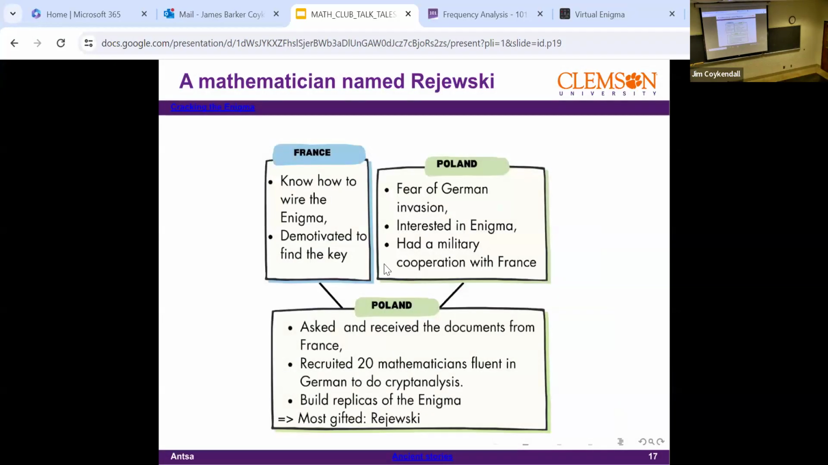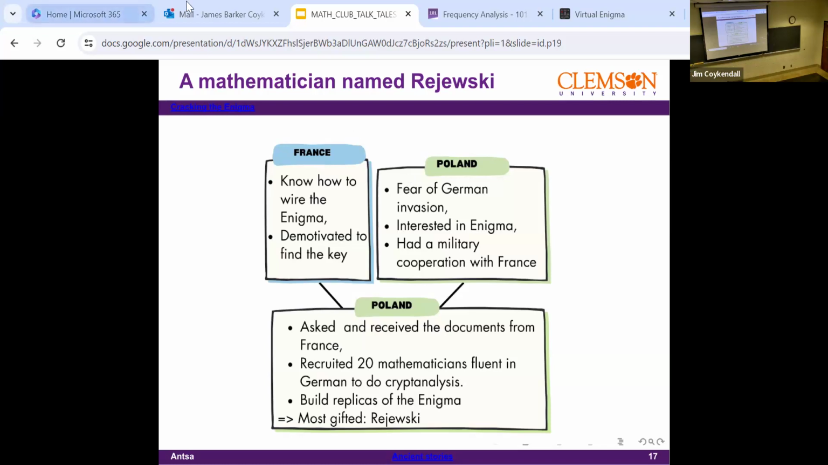So now, since Hans-Thilo Schmidt sold the white paper, France knew how to rewire the Enigma, but they also knew that it was very difficult, so they were demotivated. But Poland, a small country very close to Germany, feared invasion. So they said, hey France, can you give us that secret that you just got?